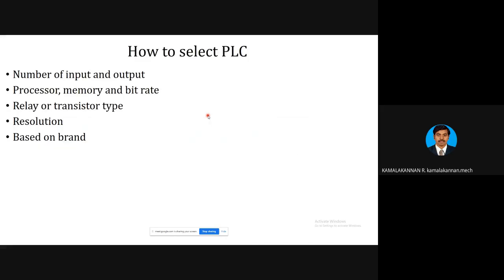Okay. Next one is how to select a PLC. This topic we have seen in the last class. It depends upon the number of inputs and outputs. The automation area may be small or large, so depending upon that you can choose. Depending on the input and output, you can choose the PLC. Next one is processor, memory, and bitrate. Depending on the speed you require and how much memory you need, you can choose. Next one is the type of relay or transistor which you are going to use. The processor you can choose.